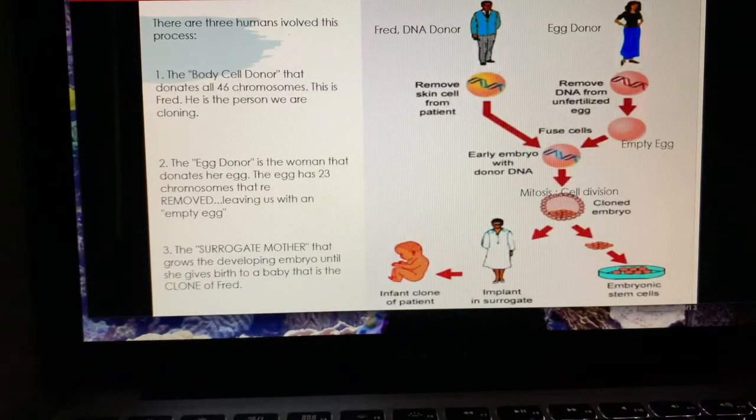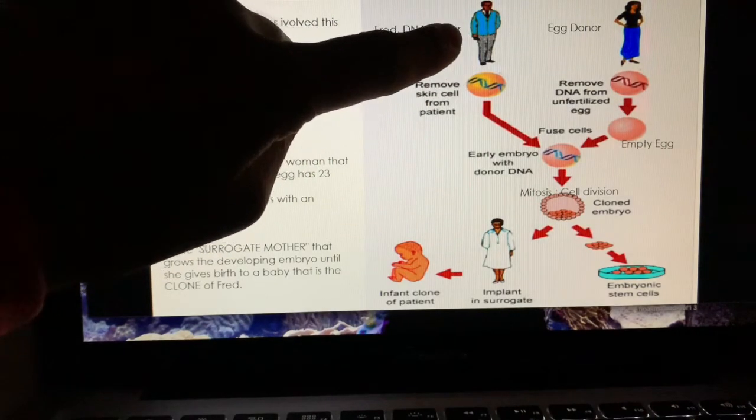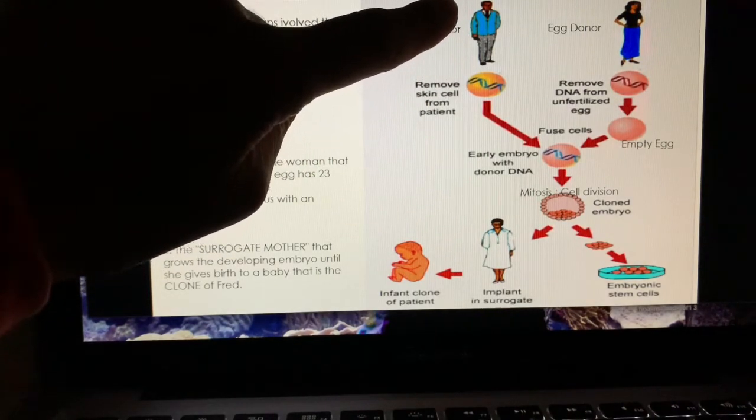So let's go through the process. This is the same diagram that I would typically give you in class. So typically, if we were to clone something, there are 3 organisms involved. Now, currently, we are not cloning humans, but I think it's easier if we introduce the topic using humans. So up here on the left, we have Fred.